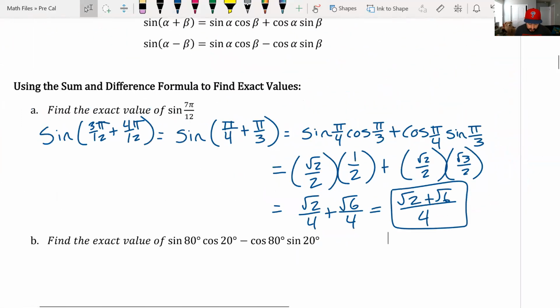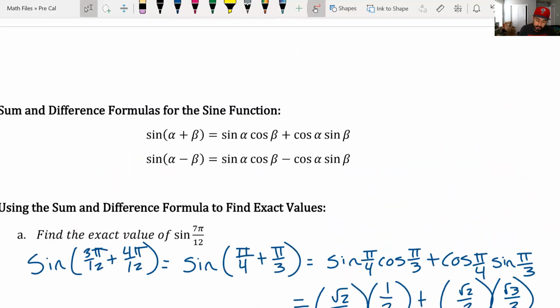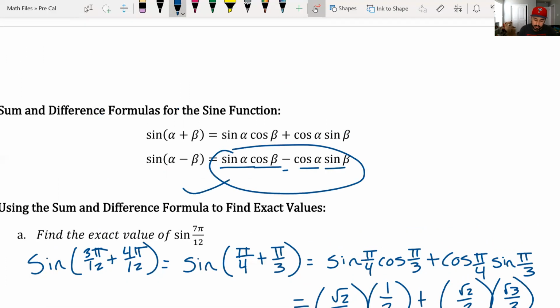So now the next one, find the exact value of the sine of 80 degrees times the cosine of 20 degrees minus the cosine of 80 times the sine of 20. So here we want to take a sum or difference formula and work it backwards. This one's in the form of sine cosine minus cosine sine, which means that we can compare it to one of the formulas above. Sine cosine minus cosine sine, which means we can take this and rewrite it back as just sine alpha minus beta. So that's what we're going to do for that problem.